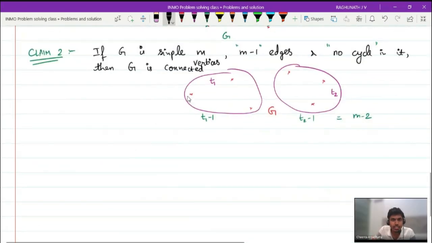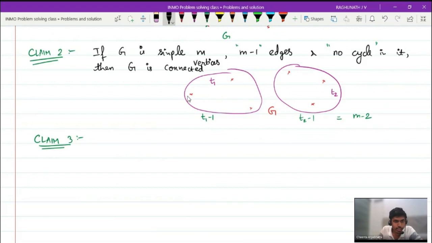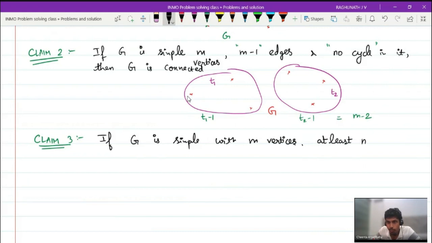Right. Okay. So the claim 3 is the last one. So by this we will be done. So what this is saying, again, if G is a simple graph with m vertices, and at least m edges, then G must have a cycle. This is what we are supposed to prove, right? G must have a cycle.